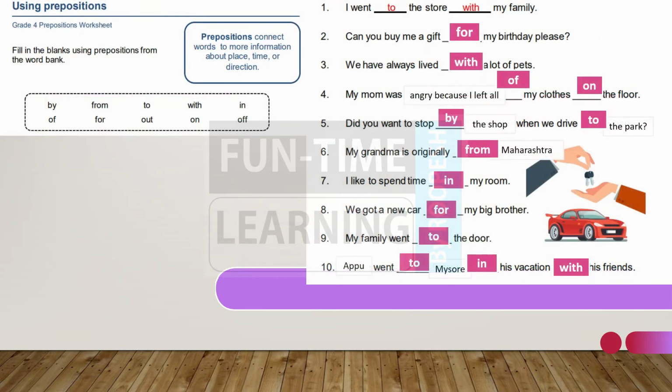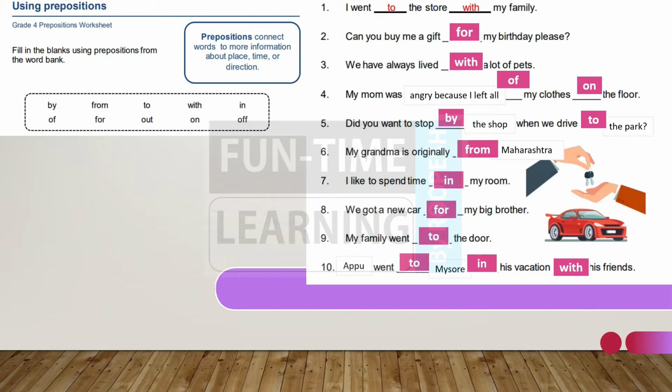So let's begin today's class with the preposition activity that we were doing in the last class. കഴിഞ്ഞ ക്ലാസ്സിലെ preposition ആ പ്രവർത്തനത്തിലൂടെ നമുക്ക് തുടങ്ങാം. ഇവിടെ preposition എന്താണെന്ന് എഴുതിയിട്ടുണ്ട്. Prepositions connects word to more information about place, time or direction. So let us check the first example.